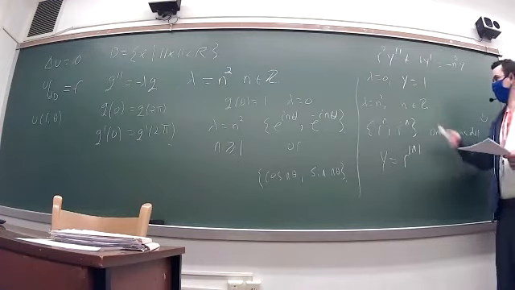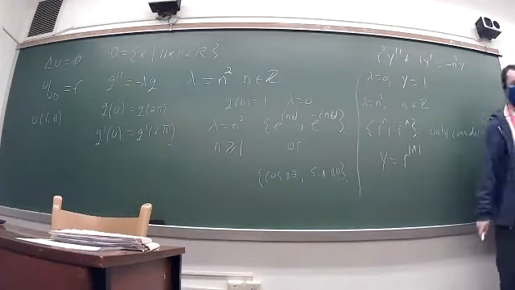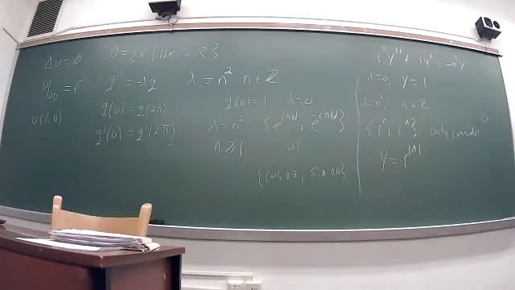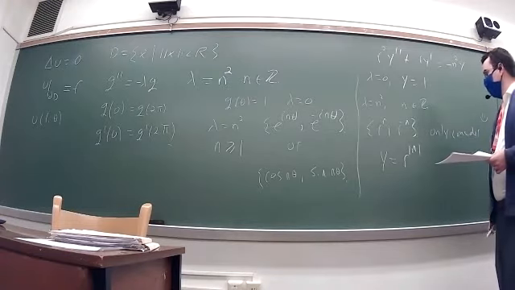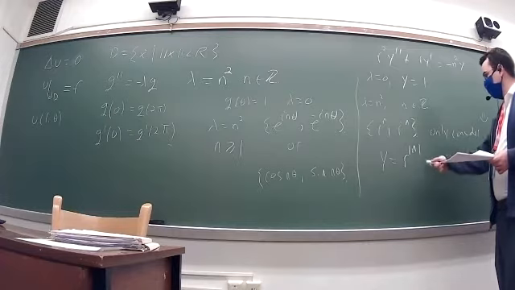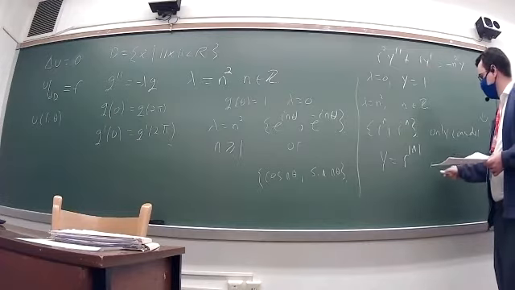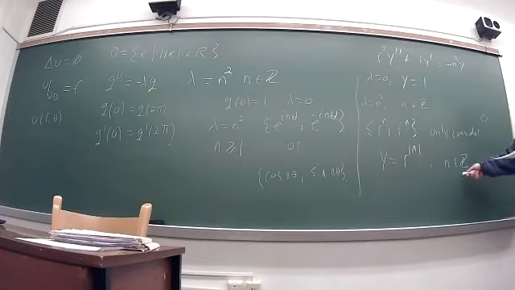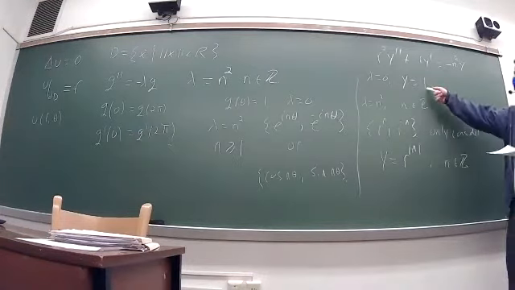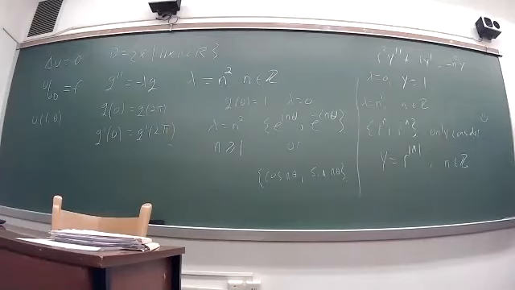So regardless of your integer value, you're interested in that solution because you don't want to blow up at the origin. So this naturally gives you one independent solution per n. And even when n is equal to 0, this kind of naturally fits into that one.